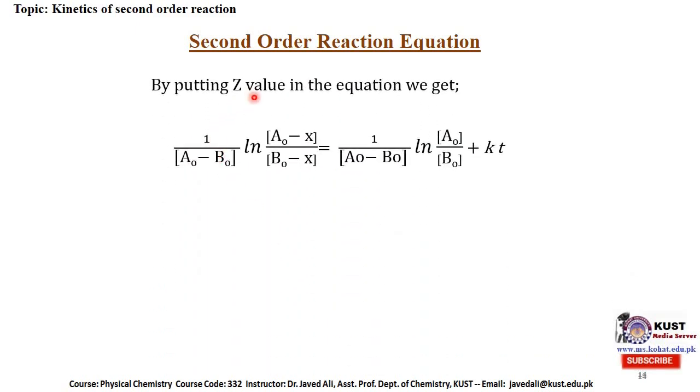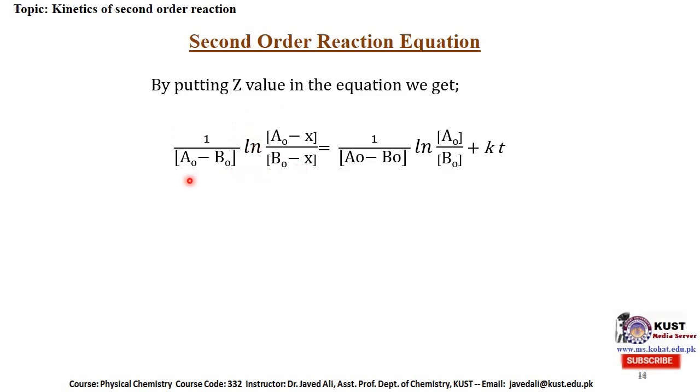By putting the z value in the equation, we get 1 divided by (a₀ − b₀) log of (a₀ − x) divided by (b₀ − x) is equal to 1 divided by (a₀ − b₀) log a₀ divided by b₀ plus kt, where 1 divided by (a₀ − b₀) log a₀ divided by b₀ is the value of z. This is the integrated form of the second order equation when the initial concentrations of reactants are different.